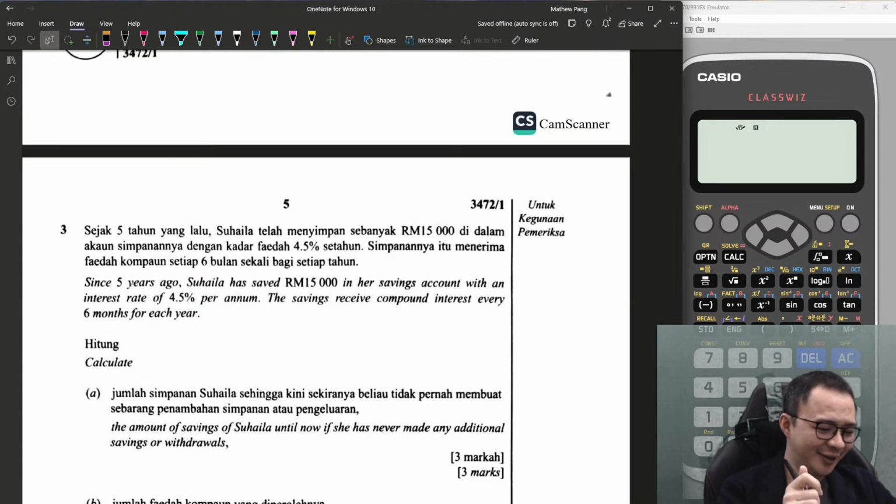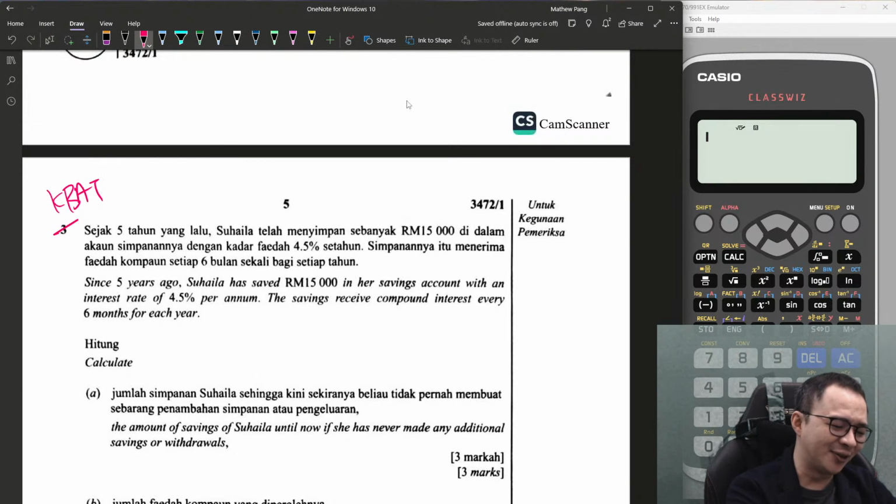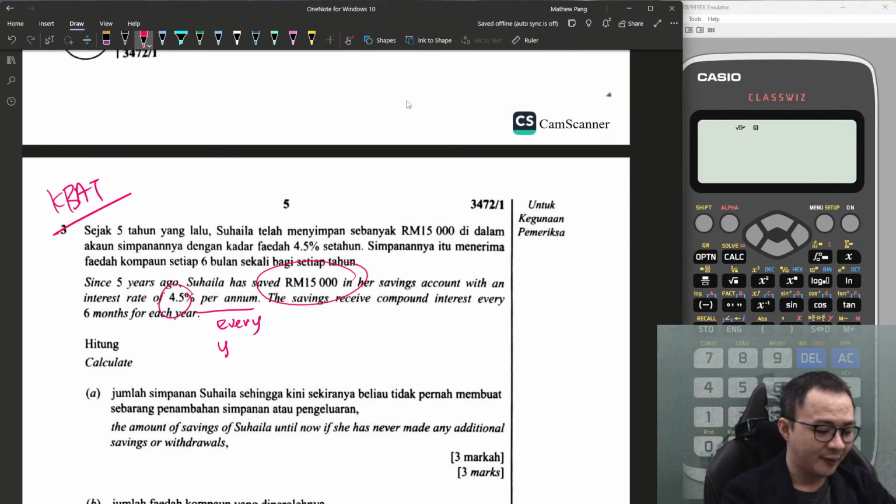Alright, so this one is a little bit tricky. At least for me, it's not the common question here. Compound interest is very common. You save 15,000, and then 4.5% per annum. You should know per annum means every year.